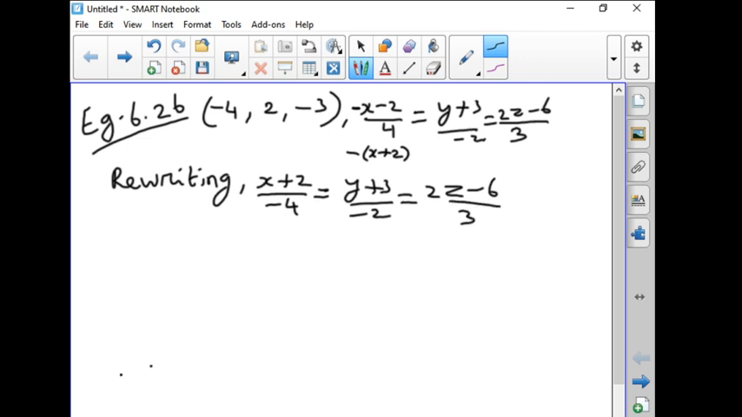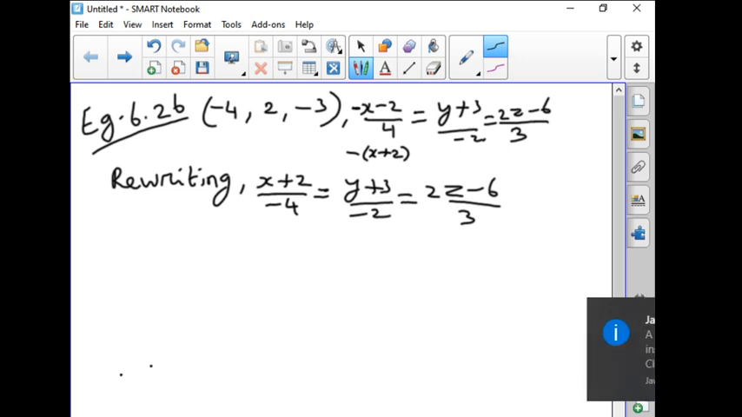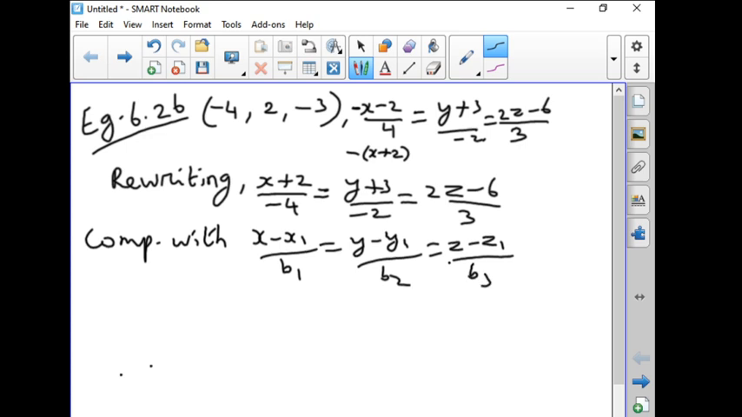So now this is the equation of the parallel line. Now here we have to compare this with (x - x1)/b1 = (y - y1)/b2 = (z - z1)/b3. Comparing, we have b1, b2, b3 equal to -4, -2, 3.